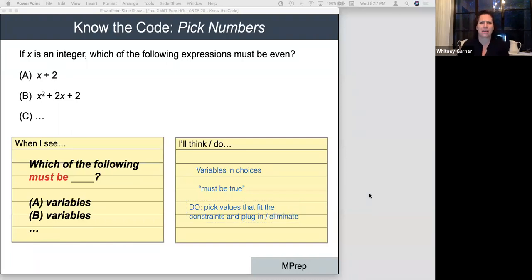I might throw the answer in if I put the entire question on the front, but the idea behind this flashcard isn't so that I come back and do this problem repeatedly. It's to extract the idea that when I see this sort of wording or I see this in the answer choices, I know what I want to try, right? So this is the idea of a know the code flashcard.